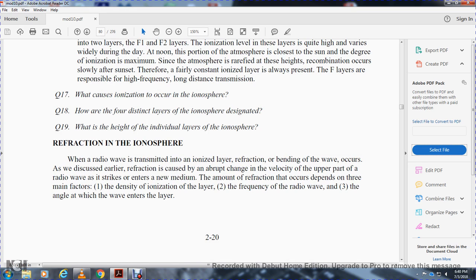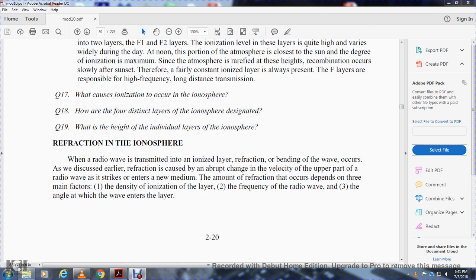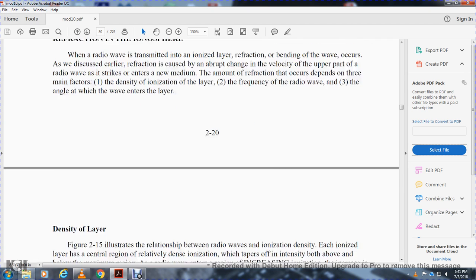Refraction in the ionosphere. In refraction, the radio wave is transmitted into the ionized layer, and the refraction bends the wave in a curve, which we discussed earlier. Refraction is caused by the abrupt change in the velocity of the upper part of the radio wave as it strikes the edge of the new medium. The amount of refraction depends on three main factors: the density of the ionization layer, the frequency of the radio wave, and the angle at which the wave enters the layer.